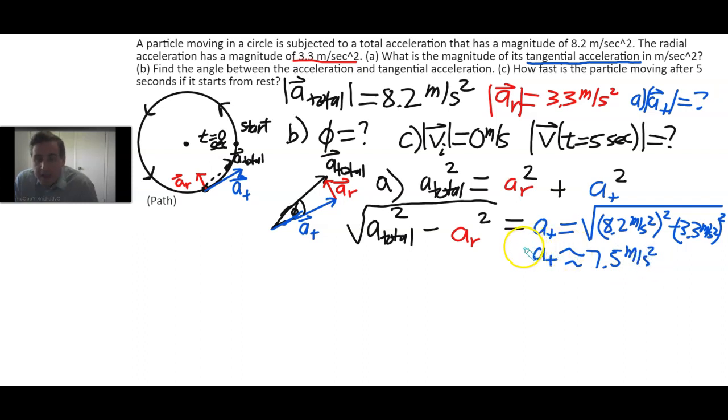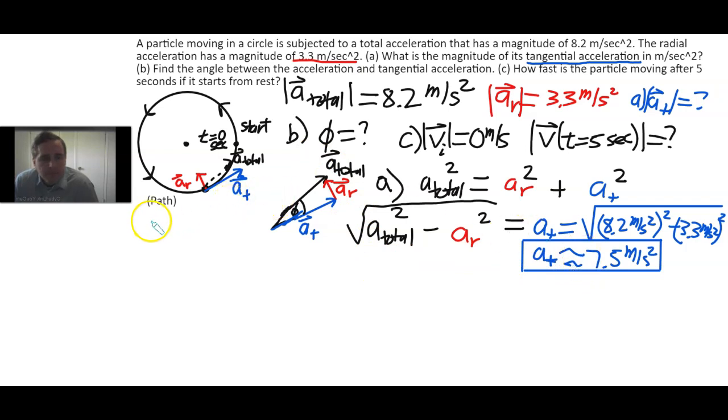Indeed, like I predicted, it is quite a bit larger than the centripetal acceleration. So this object is speeding up quite a bit as it goes along, but its centripetal acceleration is always staying the same, or at least that's the acceleration it's retaining. So let's assume all these values, by the way, are constant.